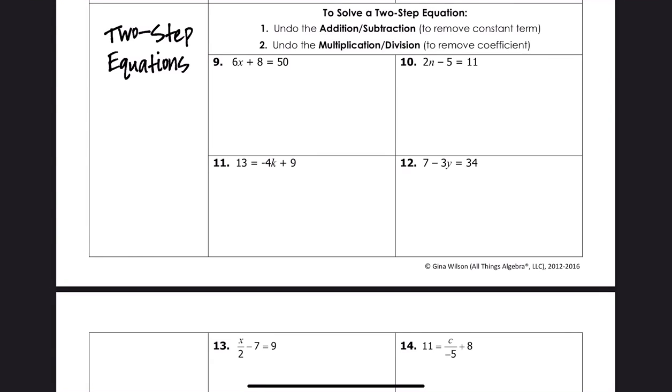So this is going to be the second part of our notes that we took on August 10th. And these are going to be talking about two-step equations now. The last one we did was one-step equations. So let's do this. To solve a two-step equation, first, undo the addition or subtraction. And second, undo the multiplication or division.